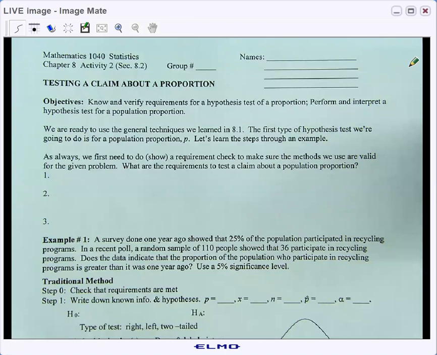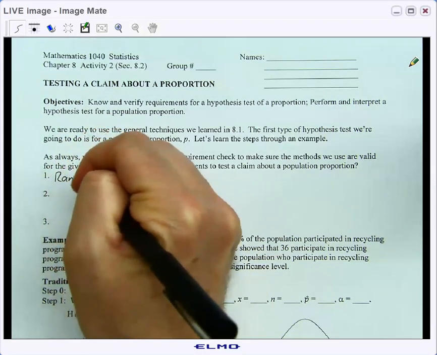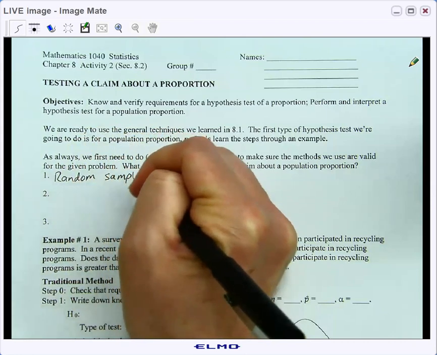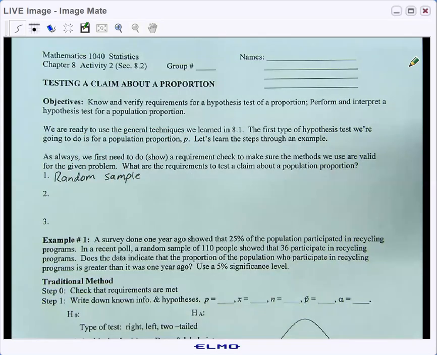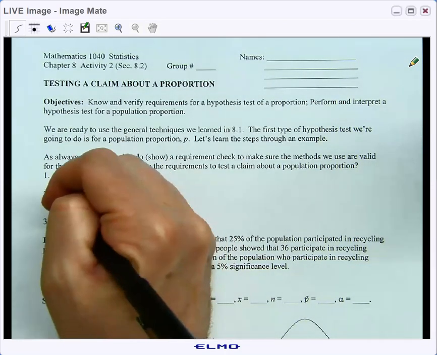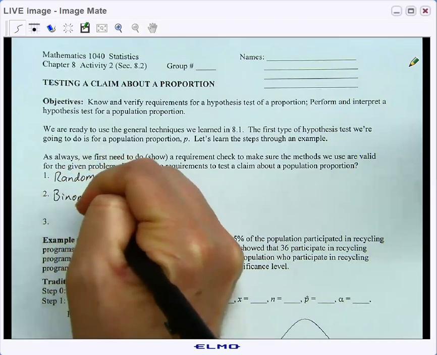So first thing we need to do is make sure that we're using the right tool on the right problem, and so we need to do a requirement check. And as we've seen, we need to have a random sample so that it is likely to be representative of the whole population. We also, since we're dealing with a population proportion, need to be a binomial.